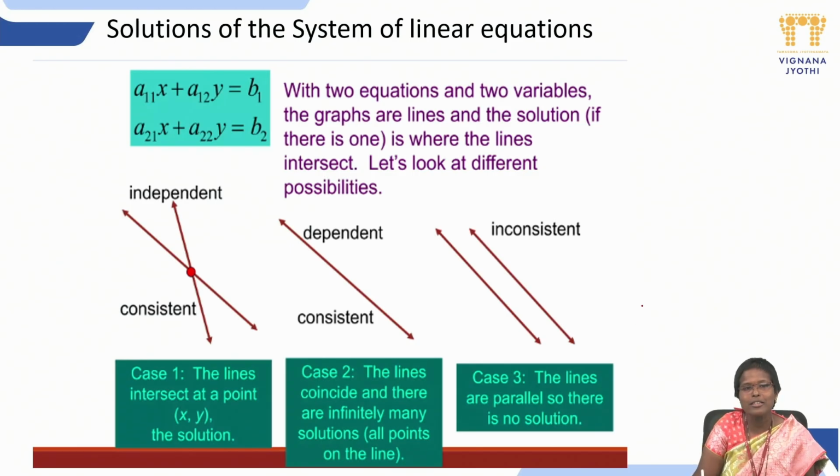Whatever I have explained in the first slide, here is the brief explanation. When the two lines intersect at one point, they are said to be consistent with a unique solution. Here the lines are coincident. They have infinite solutions. In this case, the lines are parallel. We say that the system is inconsistent and has no solution.